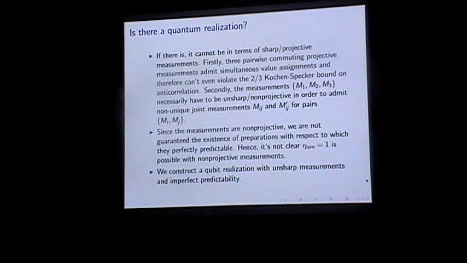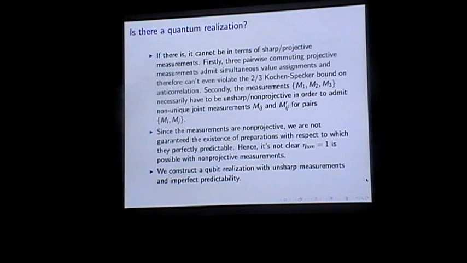Secondly, the measurements necessarily have to be unsharp or non-projective if you're going to do two different joint implementations of them. With sharp measurements, we never talk about two different ways of implementing them, because it's always the product of the two PVMs that's the unique joint measurement for a pair of projection valued measures. There is that freedom when you're thinking about POVMs. There's this non-uniqueness, and that allows you to do two different implementations for the same set of marginal measurements.